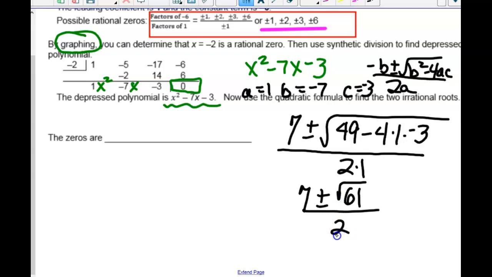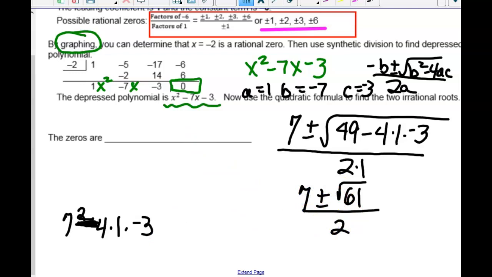Anybody type it in and get that? 49 minus 4 times 1 times negative 3. Okay, it was 7 squared minus 4 times 1 times negative 3. This is a minus up here. Yep, my tablet's still not working right. 61? Okay. So, does that simplify any further?